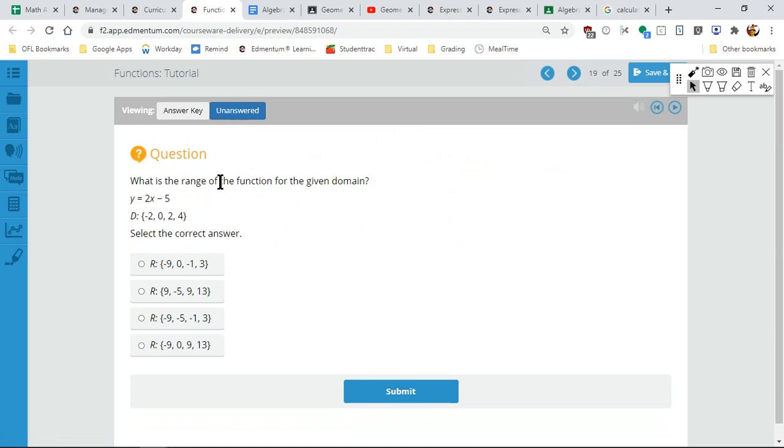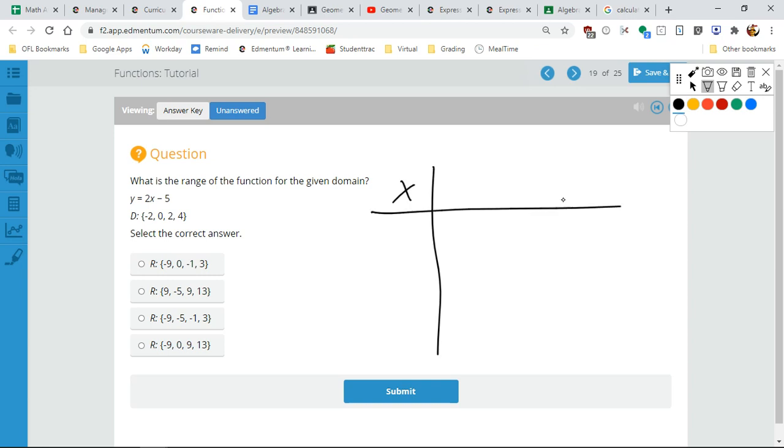All right, so let's get into the questions. So here's our domain. Let's figure out our range. So I like doing these in a table. I'll just do my x table. This is going to be my output. And in this middle part, I'm just going to show my work. So if my x is -2, this would be 2 times -2 minus 5.